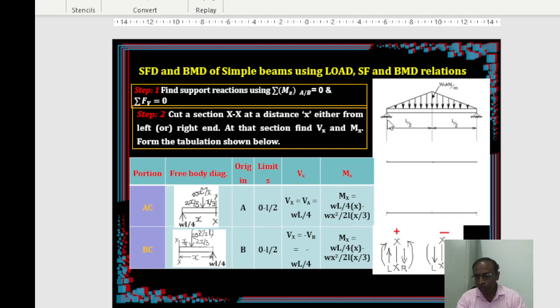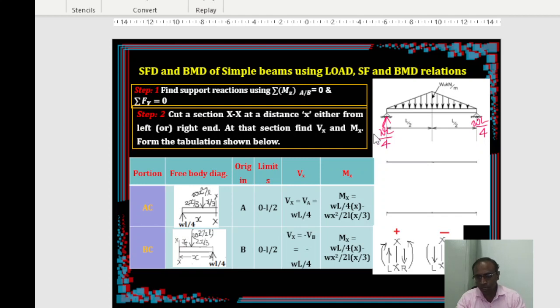For this also, the first requirement is finding the support reactions, right? Here also it is a symmetric load, so you can simply write it: total load is half times W times L. WL by 2 is the total reaction shared equally by both supports. So this becomes WL by 4, and the other support reaction also becomes WL by 4. If one doesn't understand this simple point, you apply the equilibrium equations for finding support reactions, that is, sigma Mz equal to 0 at any one of the supports and sigma Fy equal to 0. Easily you will get these support reactions, right?